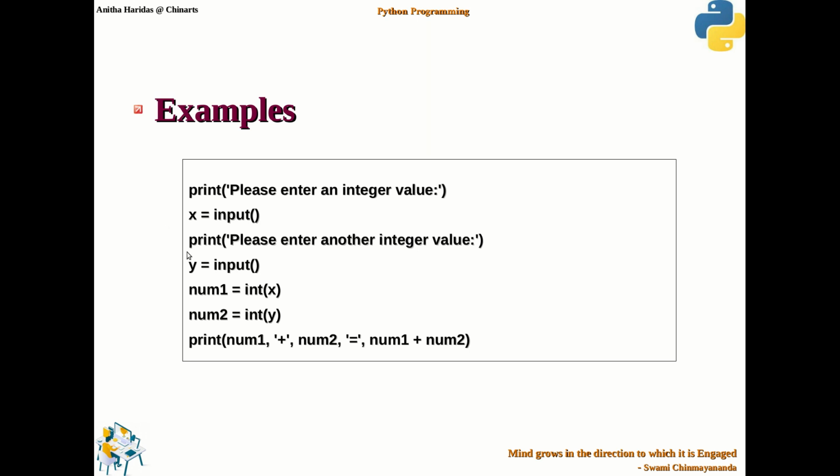So if you want to take the integer of this string value, obviously you need to use type conversion. So you use the int method. So int of x and int of y will give you the integer value of the string which is assigned to variables x and y, right? So the input function will be assigning a value to x, and the input function here again will assign a string to y.